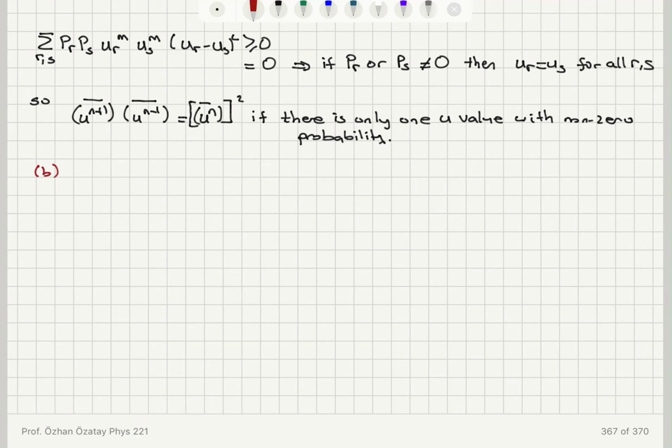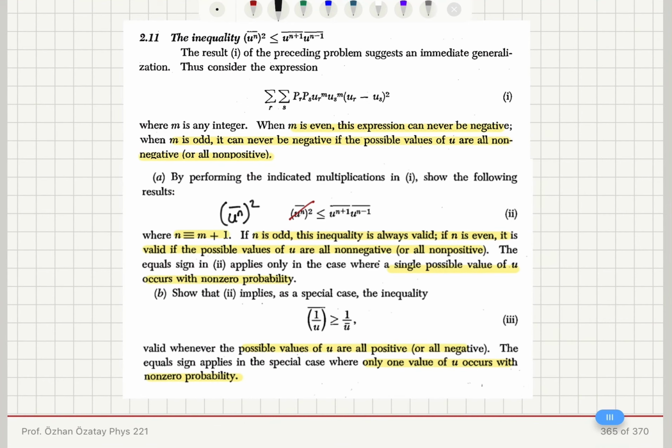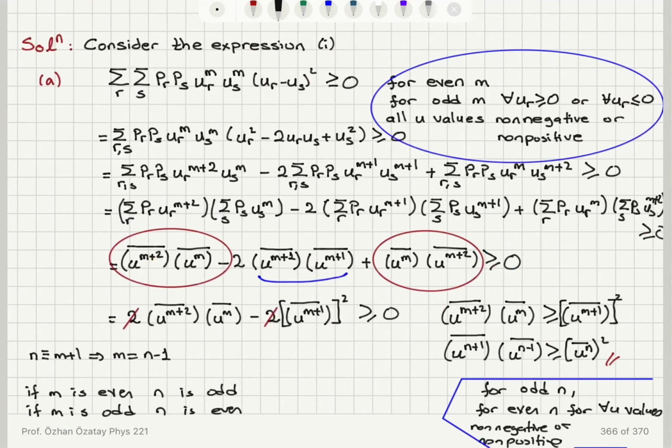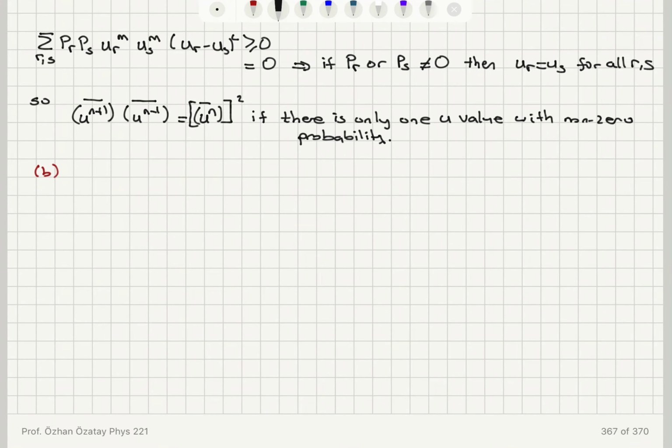Now going to part B of the problem. Part B is about 1 over U mean value. So when do I obtain 1 over U mean value? So if n is equal to 0, which is an even value for n, then I would have U to the 0 plus 1 mean value multiplied by U to the 0 minus 1 mean value is greater or equal to U to the 0 mean value squared.